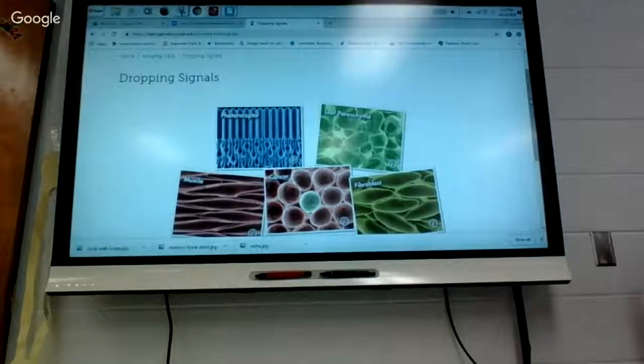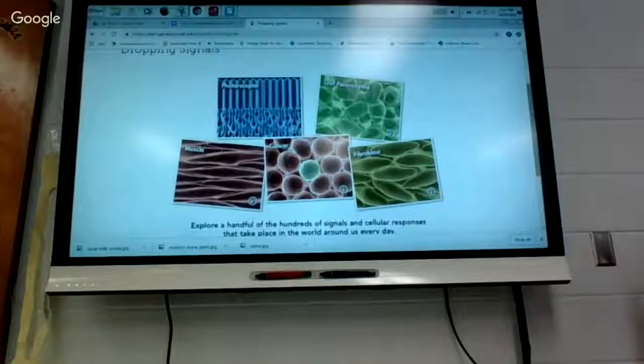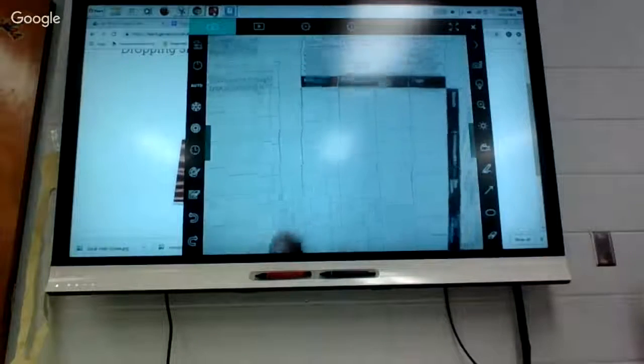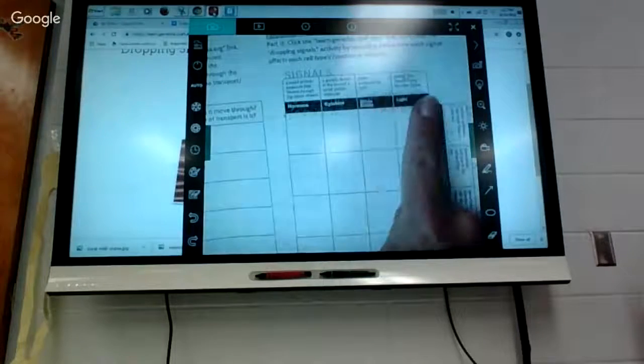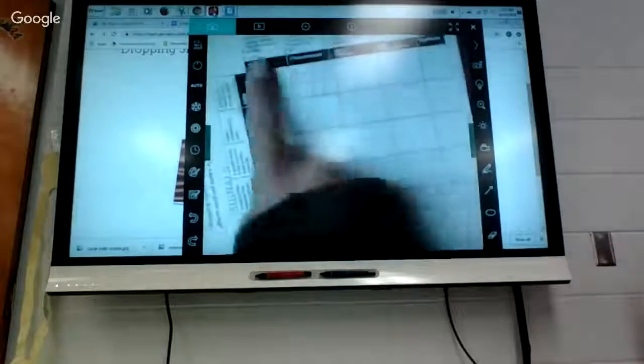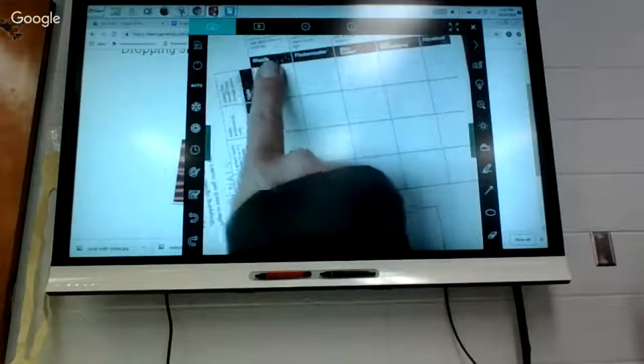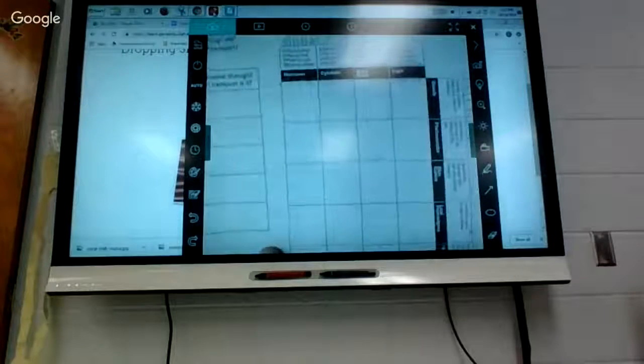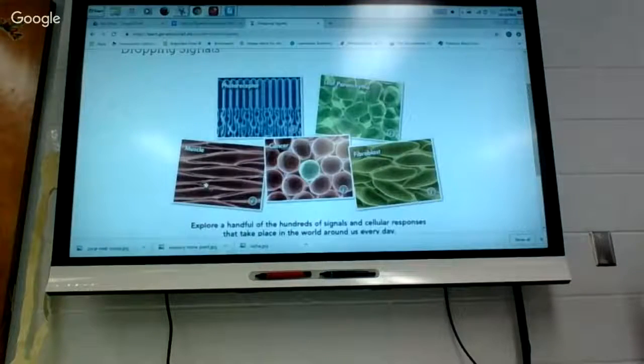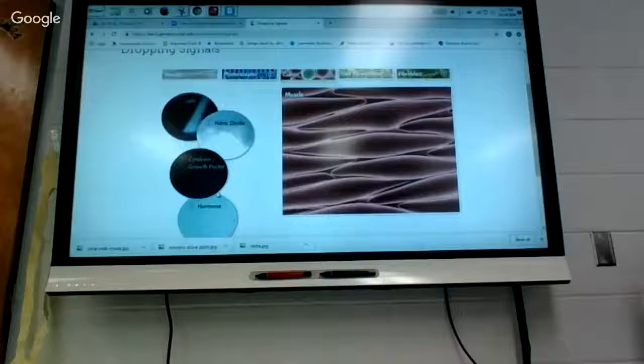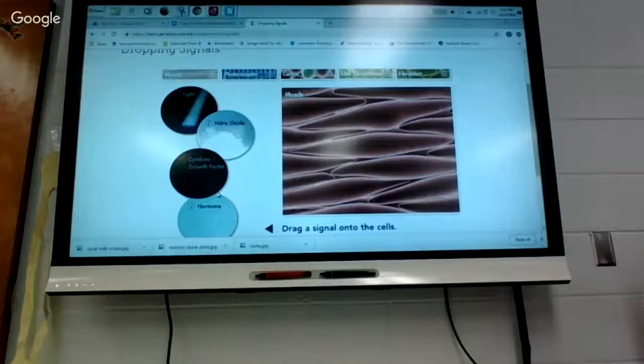Okay, so we're still talking about specialized cells, and they all have different proteins that react to certain external cues. In this case, we're going to expose it to four different things. So at the top of your paper, flip back. These are the different external stimuli that you're going to expose them to. The different cell types are down here on the side. So we're going to click on muscle first and see how it reacts. And there are your four different stimuli. When we drag one over, it's going to show us what happens.